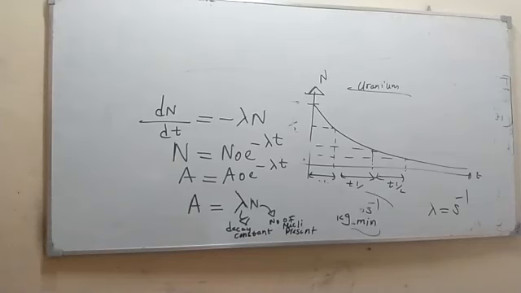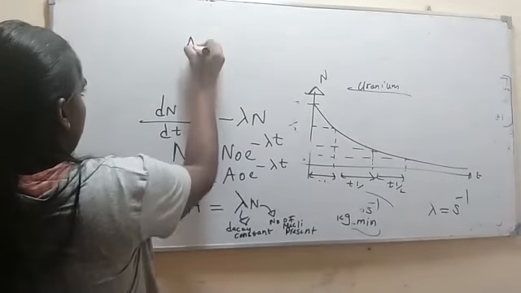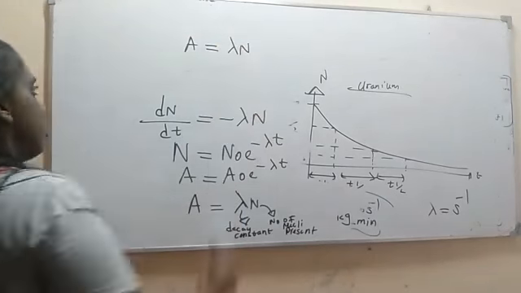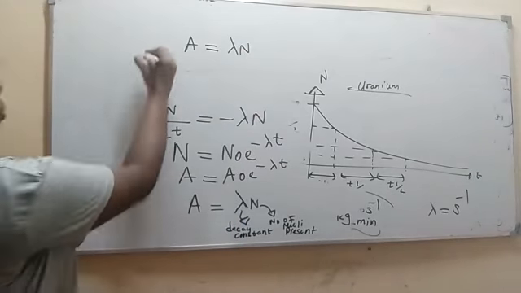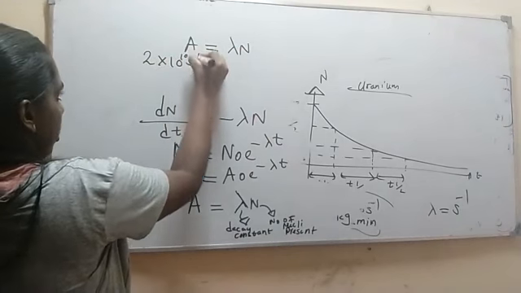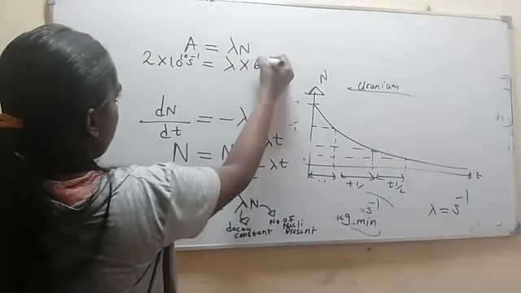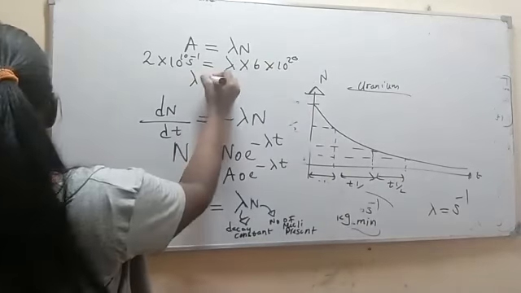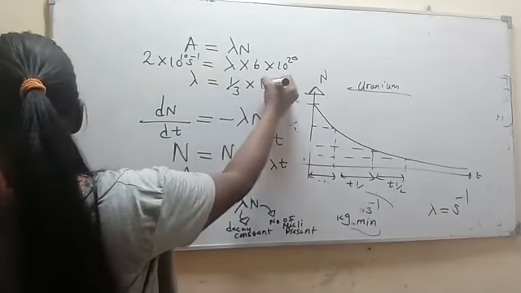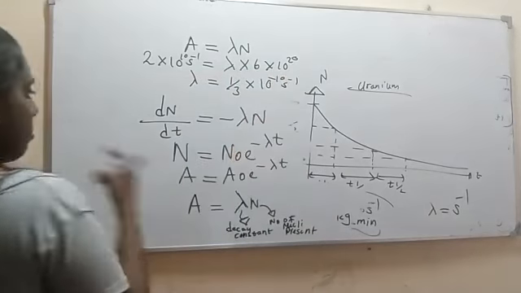So in a certain element, there was a question where they gave the activity as 2 into 10 to the power 10 second minus 1, and there are 6 into 10 to the power 20 nuclei present within the element. Calculate the decay constant lambda. So A is equal to lambda N, and you must know how to calculate using the equation. When you simplify, you get lambda is 1 by 3 into 10 to the power minus 10 second minus 1.